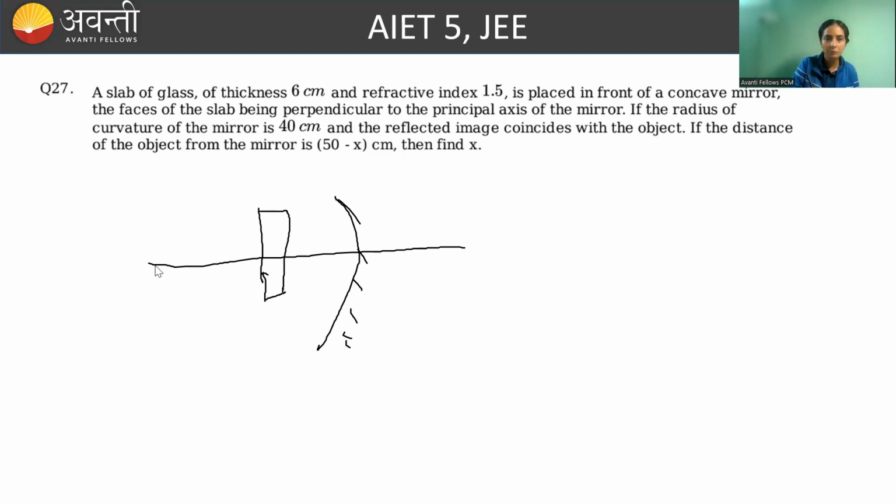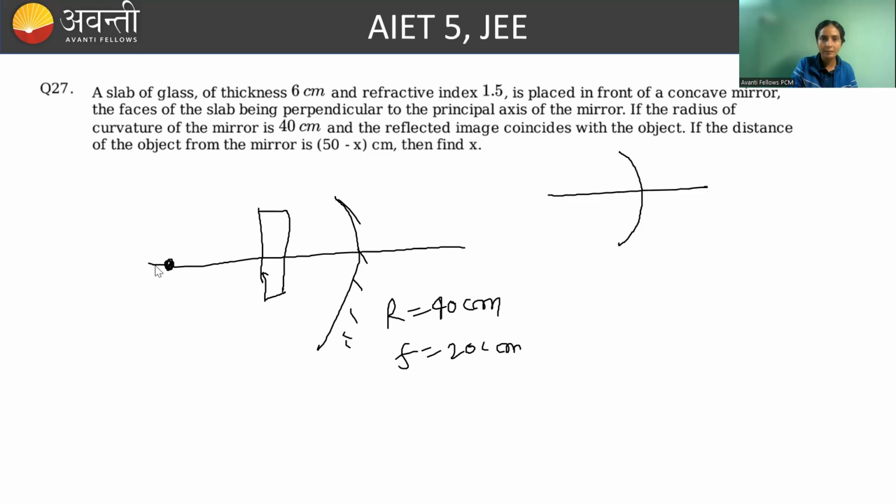Okay, now what is happening? If the radius of curvature of mirror, that is R value is 40 centimeter, focus will be 20 centimeter. Okay, and the reflected image coincide with the object. Object is kept such that at the place where object is, at the same place image is getting formed. Now, what is the distance of object from the mirror? So if there were no slab in between, and it is said that image is getting formed at the place of object, we will say that object is kept at a distance of what? Radius of curvature. At center of curvature it is kept. That is at 40 centimeter. In that case, 40 centimeter would have been the answer.